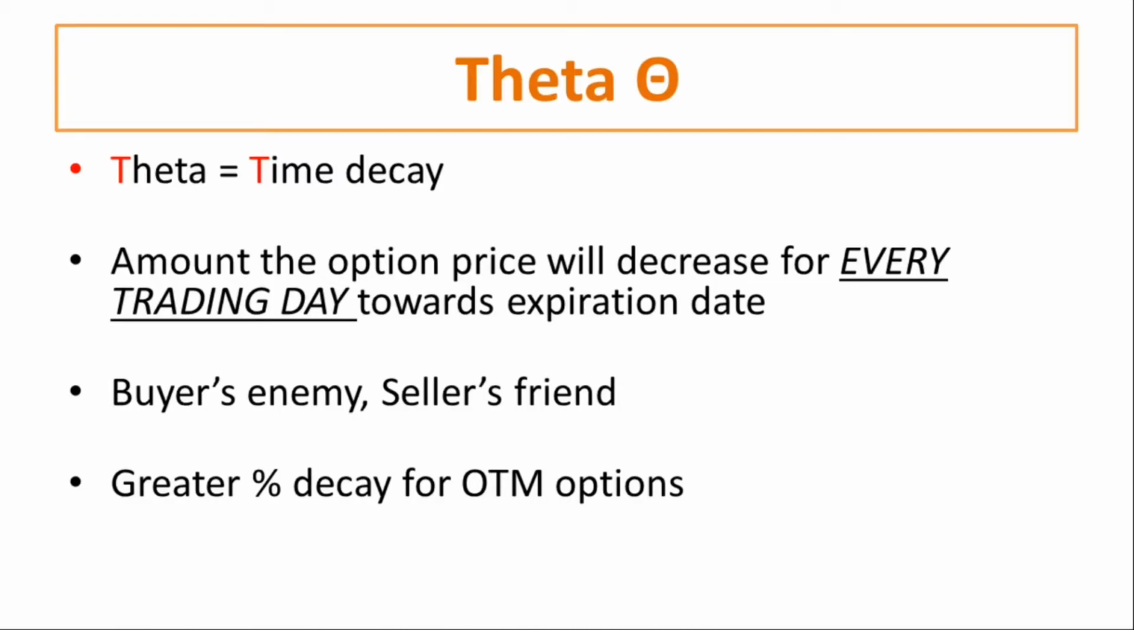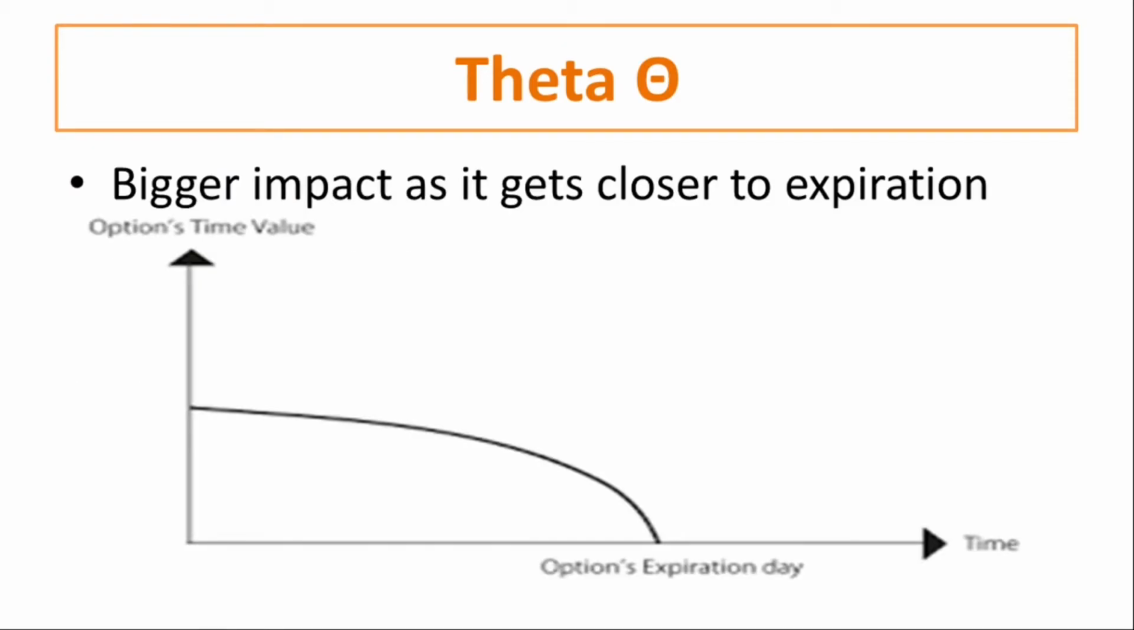If you buy an option, every day you hold that through, some value of it will come out because of theta. And if you sell options, every passing day, you're gaining a little bit of value. Note that the percentage decay is usually greater for those options that are out of the money. Theta starts to have much bigger impact, especially as it gets closer to the expiration date.